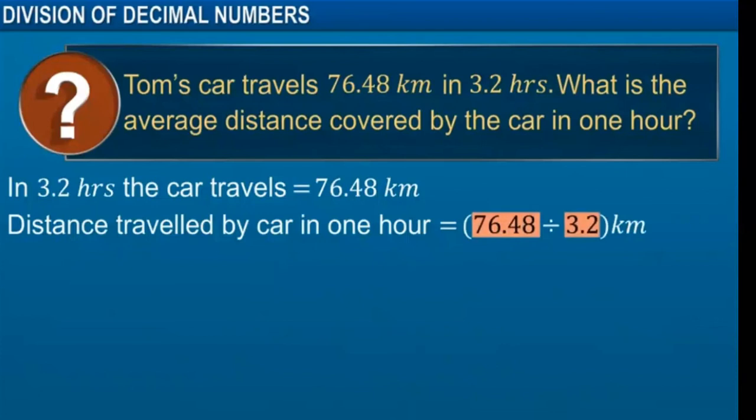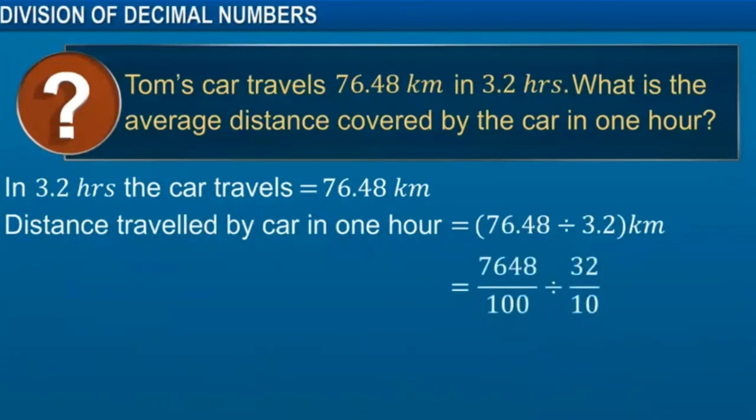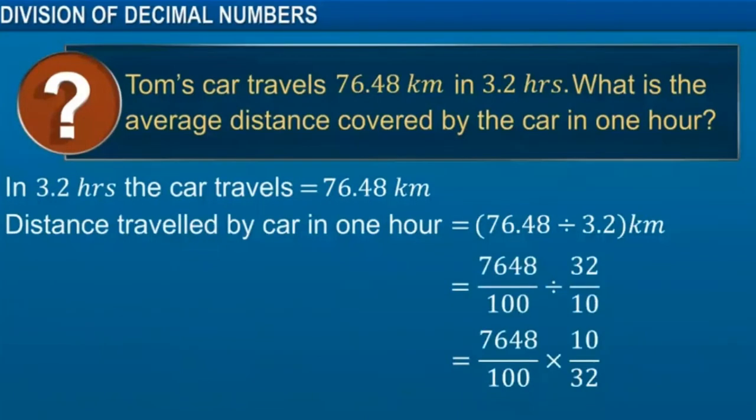Notice that we need to divide two decimal numbers. To do that, we first convert the decimal numbers into fractions. To divide a fraction, we take the reciprocal of the divisor and multiply. We simplify the fractions by dividing with 4. And now we can divide the fraction by 2. So we get 239 by 10, which is 23.9 kilometers.